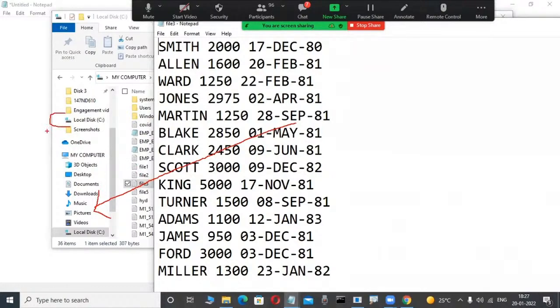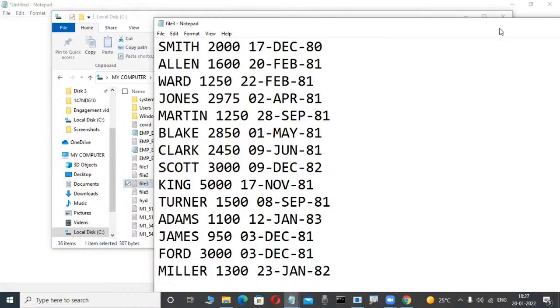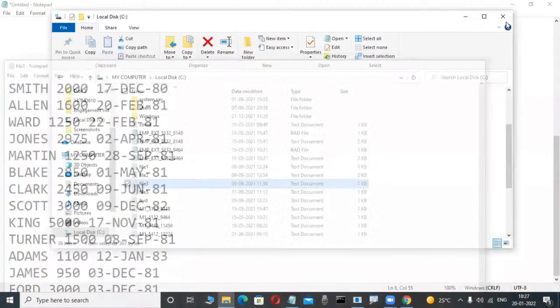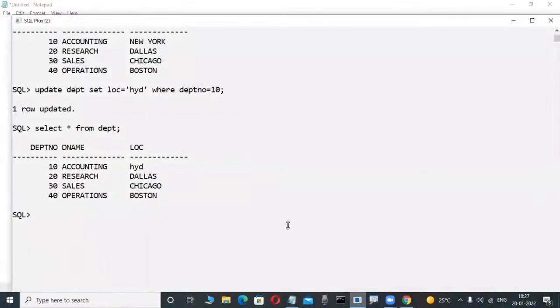You have to write a C program, Java program, .NET program, or Python program, and only then can you fetch the file data. That is very difficult, and big application programs have to be written. But nowadays, database software is available. For example, these are relational database softwares.